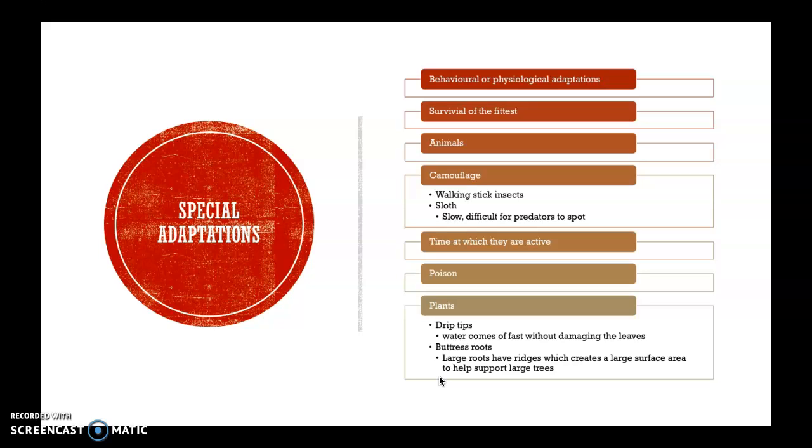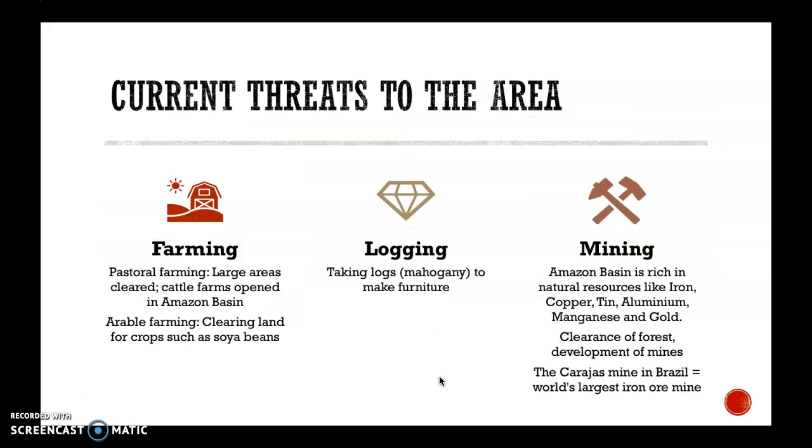There are also buttress roots, and they basically create a large surface area by the tree and help support the large trees, which is important so the trees don't break or fall over. They have to have some basic, helpful support by the ground, and that's what these buttress roots are. And there are also threats to the Amazon rainforest.